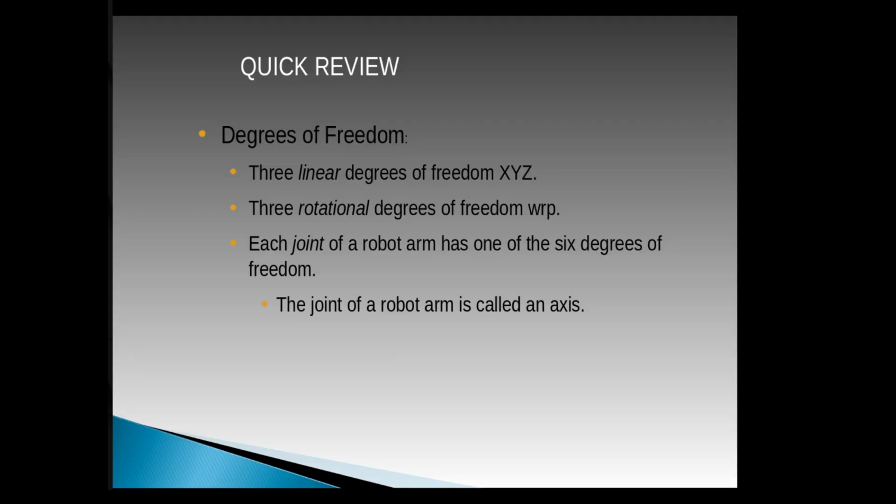Okay. The degrees of freedom: there are 3 linear degrees of freedom in the X, Y, and Z directions, and 3 rotational degrees for yaw, pitch, and roll. So W is for yaw, R is for roll, and P is for pitch here. Each joint of a robot arm has these 6 degrees of freedom: X, Y, Z, yaw, pitch, and roll.